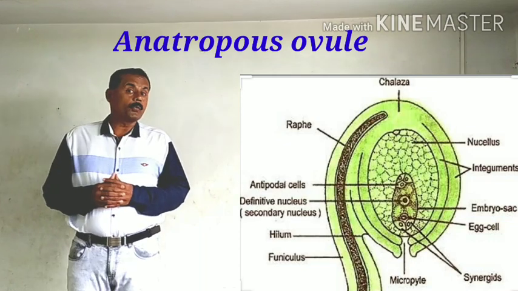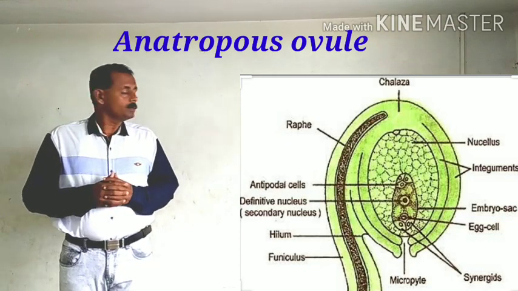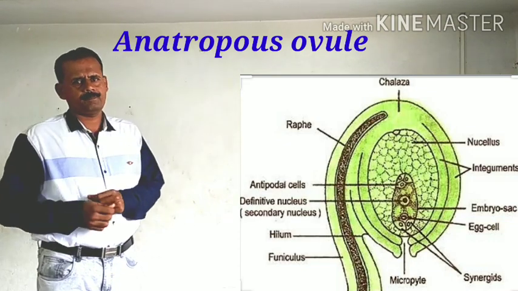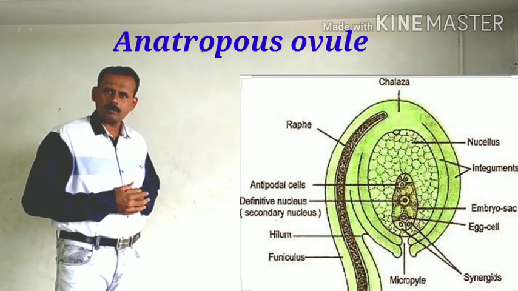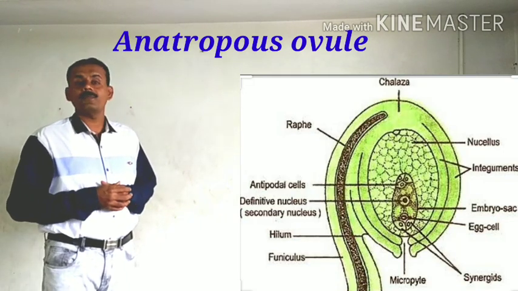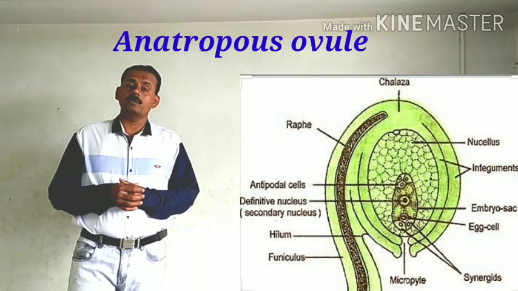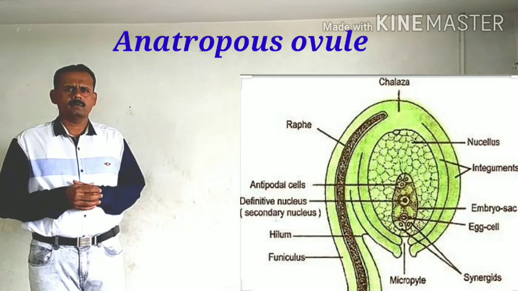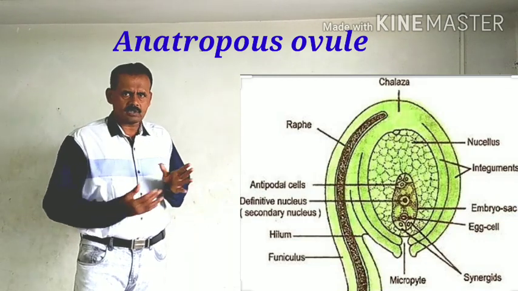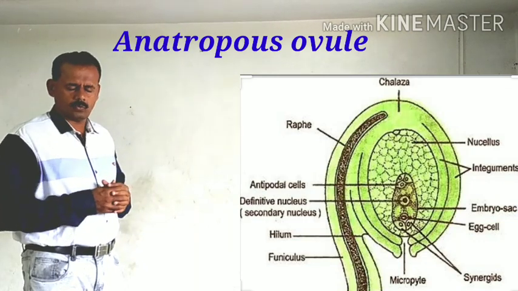What is the structure of ovule? Ovule shows mainly 2 parts. Towards the base there is the stalk, and the stalk of the ovule is called as funiculus. Where is it attached? The funiculus is attached to the placenta in the ovary. And what is the function? The supply of nutrition to the ovule.